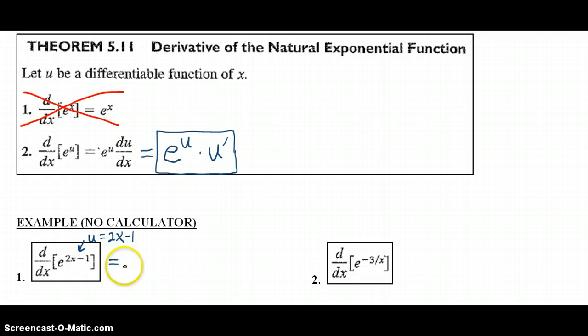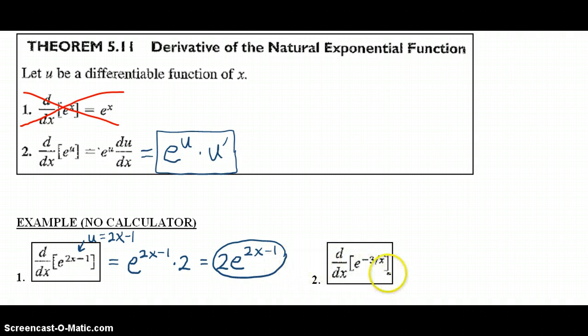The derivative of e to the 2x minus 1 power is e to the 2x minus 1 power times the derivative of 2x minus 1, which is just 2. We're going to rewrite and put that coefficient 2 out front. So we get 2e to the 2x minus 1 power. Really nothing else that we can do to rewrite that or simplify it. So there's our final answer, and that was pretty easy.